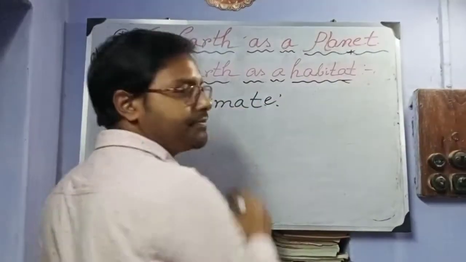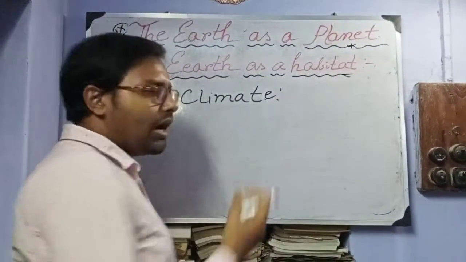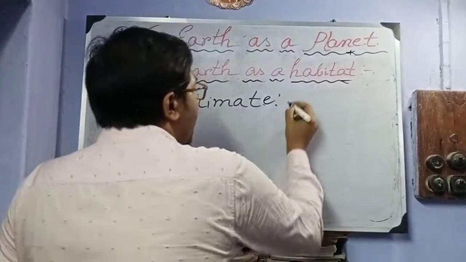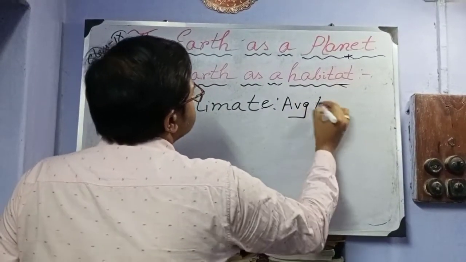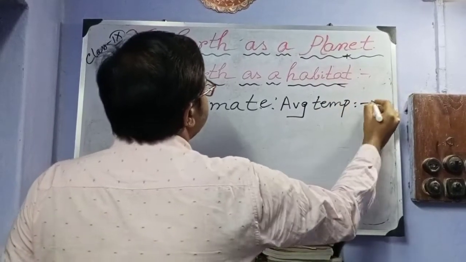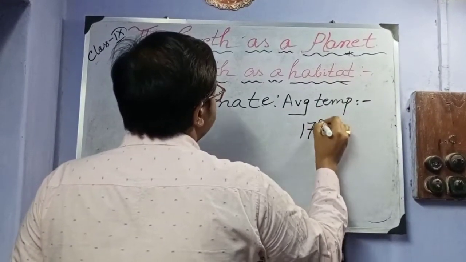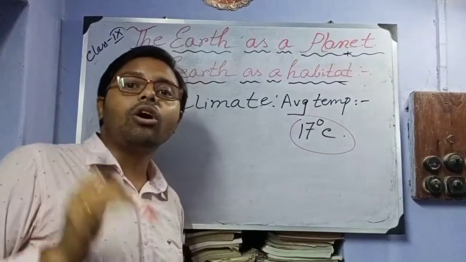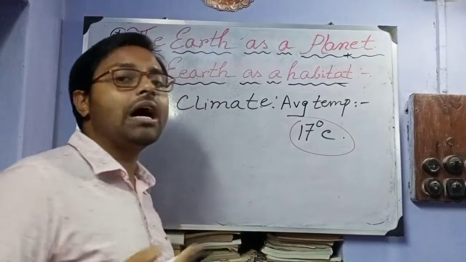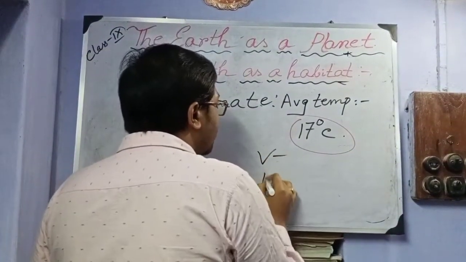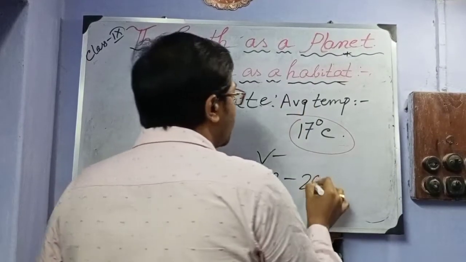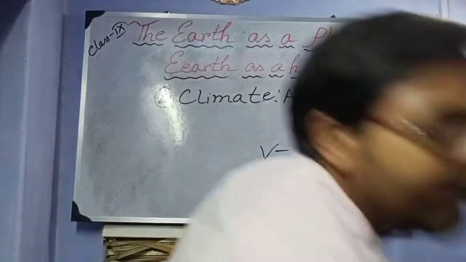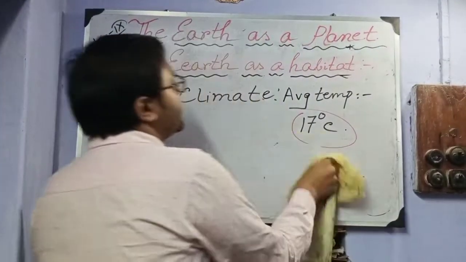It is climate. So the earth has a type of climate which is ideal for living beings. The average temperature of the earth is 17 degrees centigrade, which is ideal for living organisms. But if we see other planets like Venus and Mercury, they are above 200 degrees centigrade, something like this. But the earth has only the ideal temperature of 17 degrees centigrade.